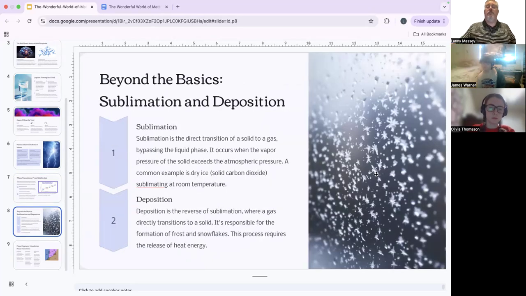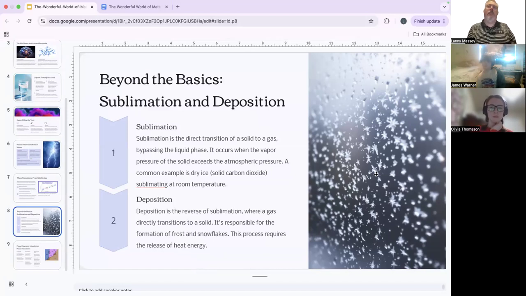All right, here's two special cases of phase change: sublimation and deposition. Sublimation is where a frozen solid skips going to liquid and goes directly to gas. How many of you know what dry ice is? Anybody out there know what dry ice is? It's basically solid carbon dioxide ice with smoke. Pretty close.